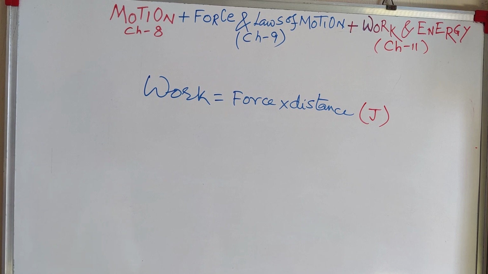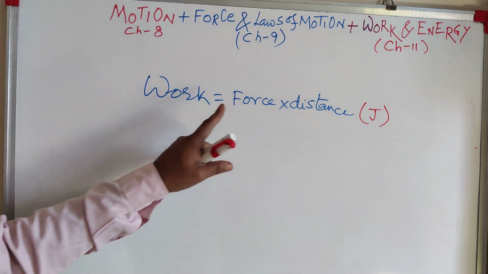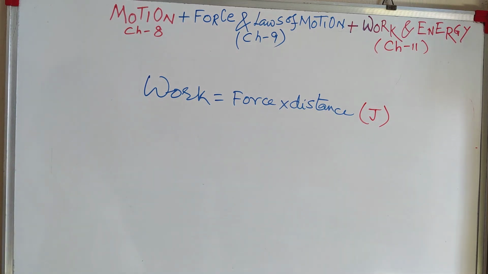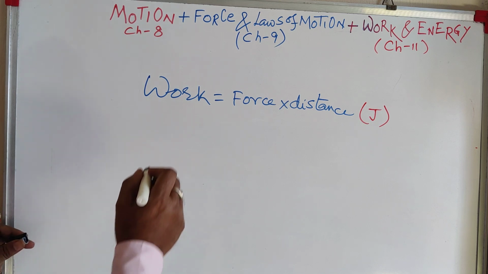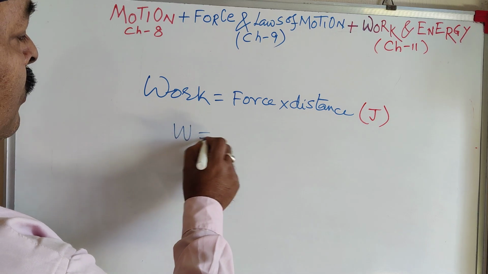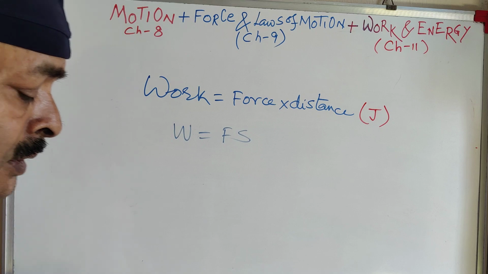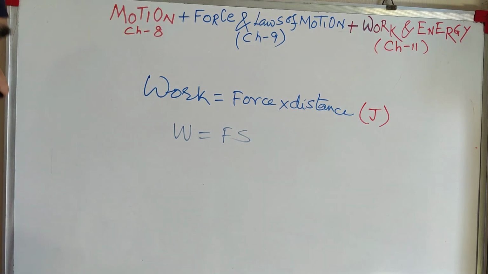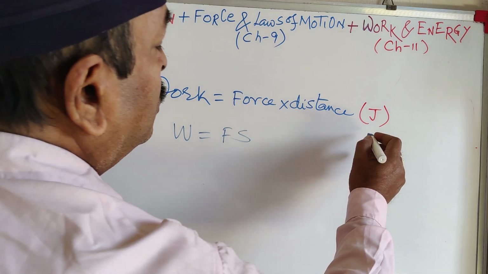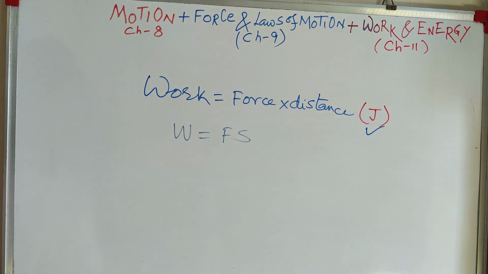So work is equal to force into displacement, and I told you in physics there is always some symbol. The symbol of work is W, force is F, and distance I told you has the symbol S, and there is a unit. The unit of work is joule. Force into distance or displacement, the unit is joule.